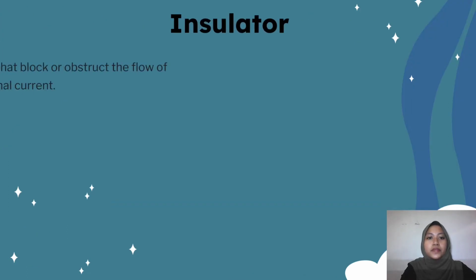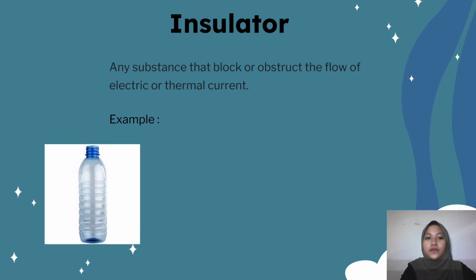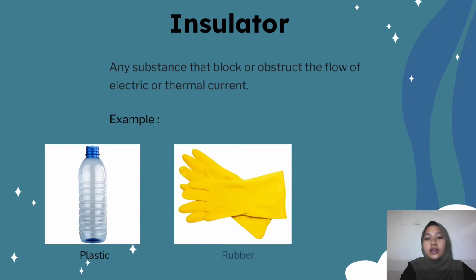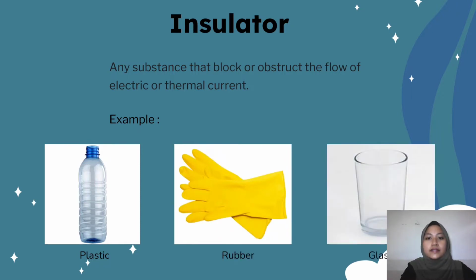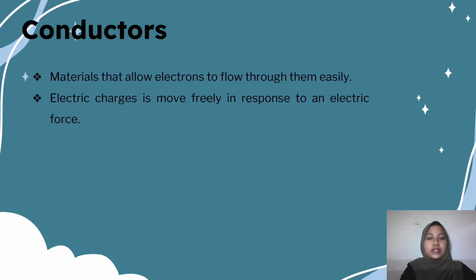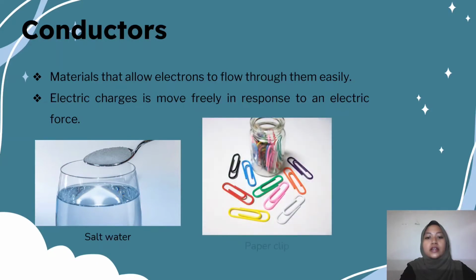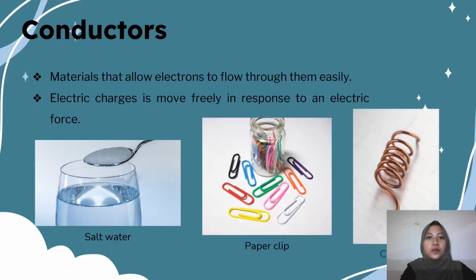Next is insulator. So insulator is a substance or material that blocks or obstructs the flow of electric or thermal current. For example, plastic, rubber, and glass. Next is conductors. Conductors is a material that allows electrons to flow through them easily. The electric charge is moved freely in response to an electric force. For example, water salt, paper clip, and copper wire.